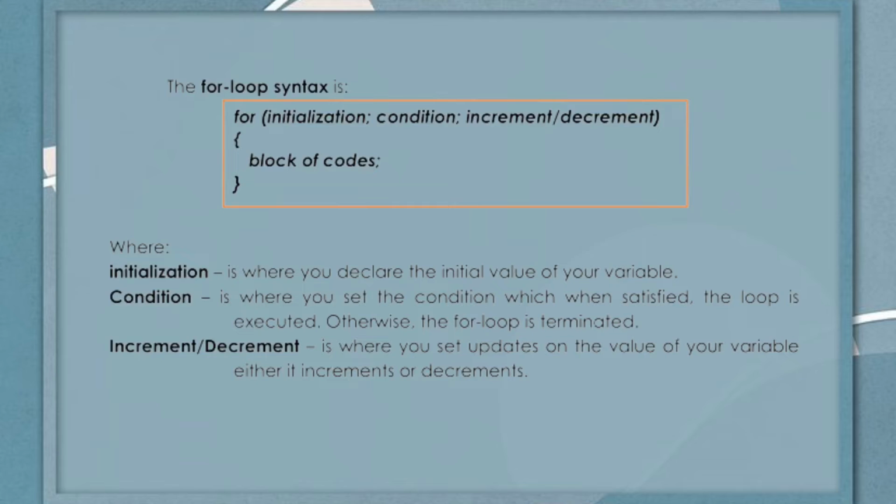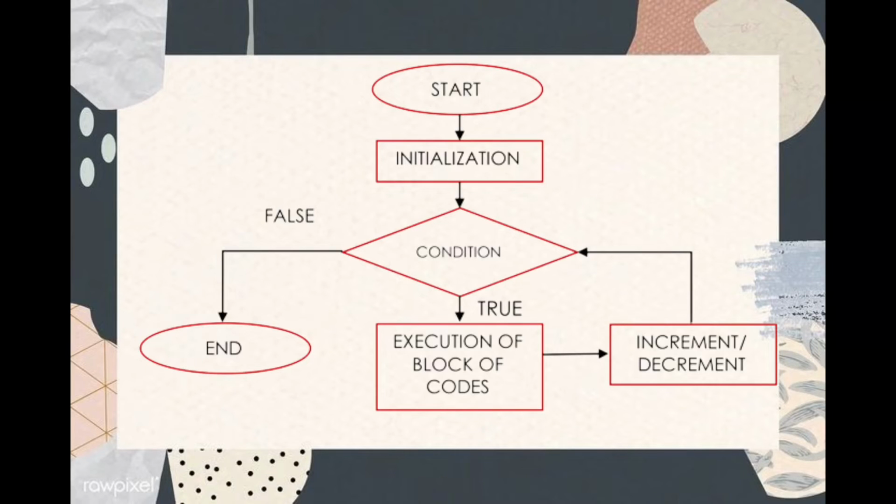Initialization is where you declare the initial value of your variable. Condition is where you set the condition which, when satisfied, the loop is executed. Otherwise, the for loop is terminated. Increment/decrement is where you set updates on the value of your variable, either incrementing or decrementing. It starts with the initialization of the variable, which is executed only once.